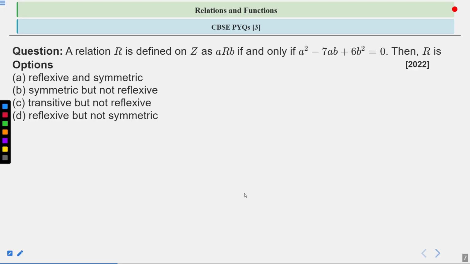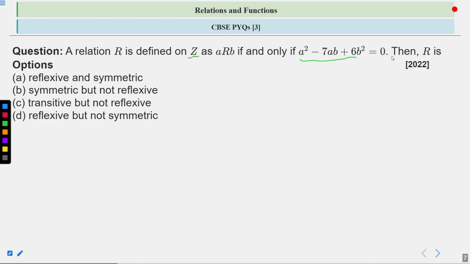So the next question says a relation R is defined on Z. Z is integers, right? We have defined the relation R on integers Z as A is related to B if and only if A squared minus 7AB plus 6B squared equals 0. Clear? Then R is, the options are: reflexive and symmetric, symmetric but not transitive, symmetric but not reflexive, transitive but not reflexive, reflexive but not symmetric, right?